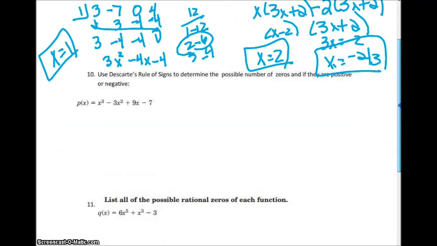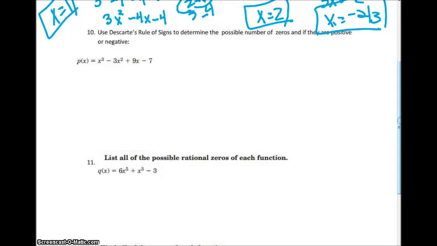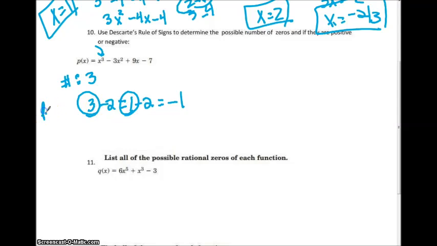Number 10 wants you to use Descartes' rule of signs to determine the possible number of zeros and if they are positive or negative. So the number that you will have is 3 because that is my degree. So how many sign changes do you have? You go from positive to negative, there's 1, back to positive is another, to negative is another. So you've got 3 sign changes. Always subtract 2, equals 1. Subtract 2 until you get to a negative number. So it's either 3 or 1 for your positive.